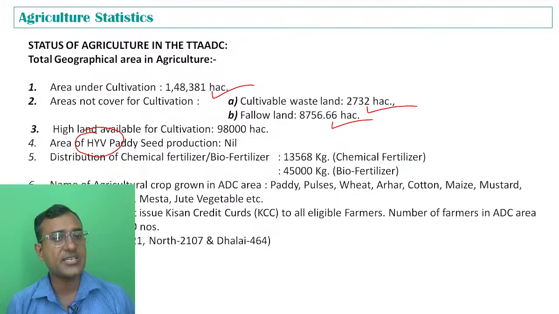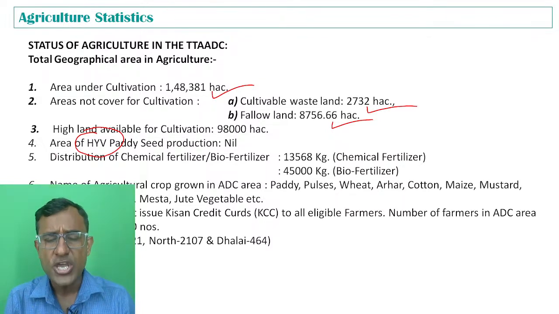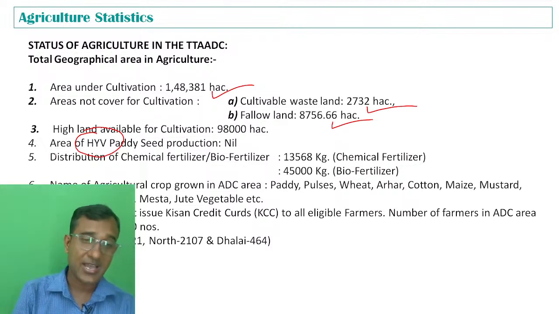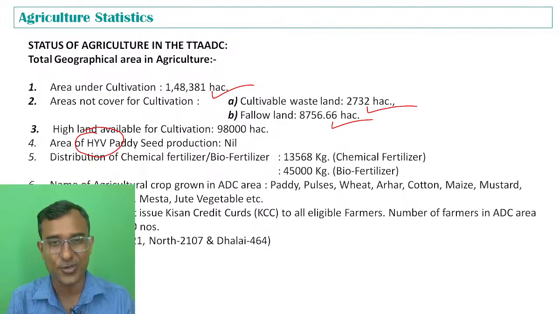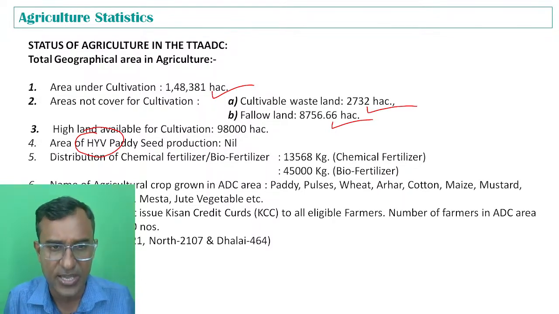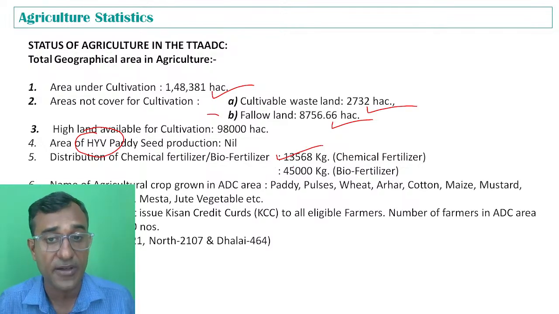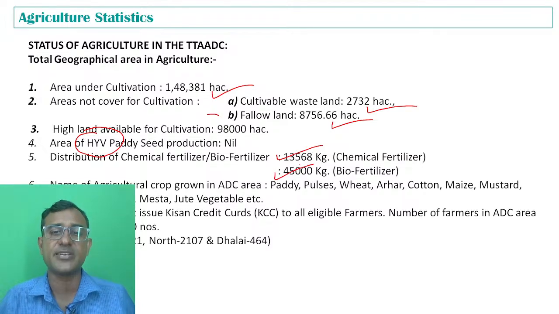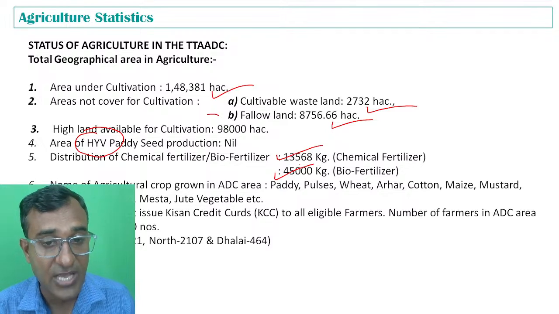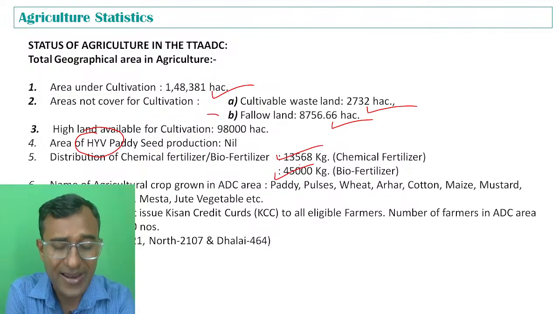Another thing is distribution of chemical fertilizer and biofertilizer. You can have the question of which year or which month this data is from. I understood that this data is of the year 2007-08 or 2008-09, something like this. If you see chemical fertilizer, the government from the TTAADC area has distributed 13,568 kilo, and biofertilizer they have distributed 45,000 kilo. And mostly what crops grow well in the ADC area?